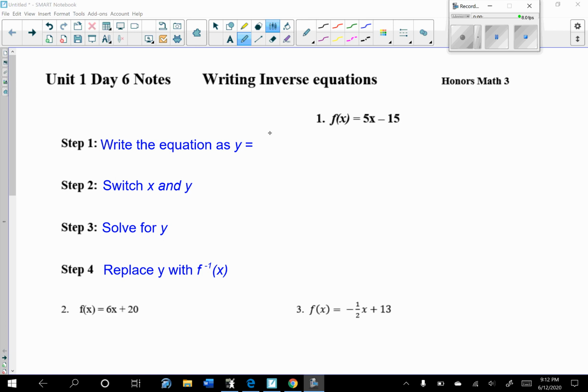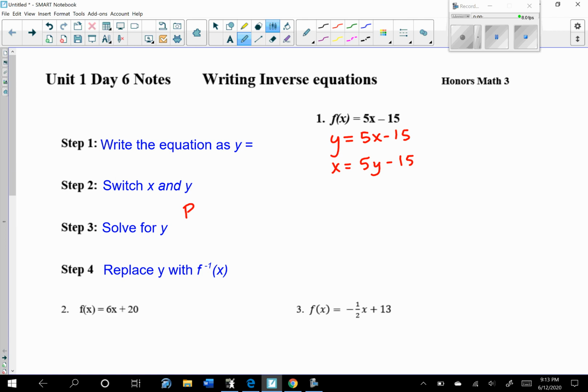If I look at this first equation that we have, function notation f of x equals 5x minus 15, we're going to change that into a y equals equation. Step two, switch your x and y. Just like the table, you switch the x and y variables here. So we get x equals 5y minus 15. Then the next step would be to solve for y.